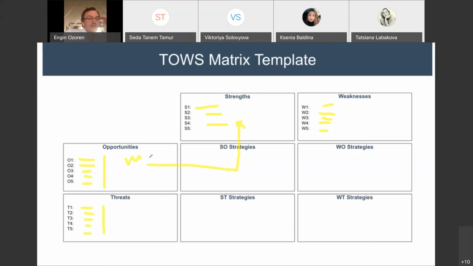Maximize your opportunity, maximize your strengths. Here is the max section. So maximize your opportunity, minimize your weakness. This is your min max. This is your min. This is your min max.